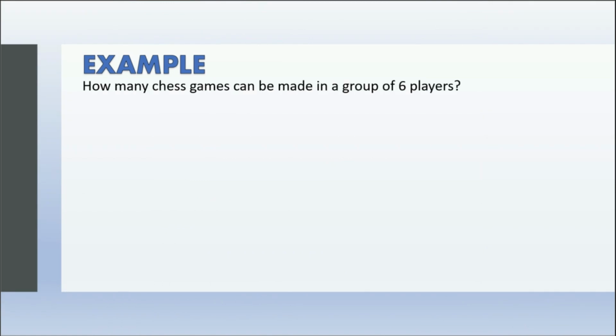Now, let's work on this problem. How many chess games can be made in a group of 6 players? Of course, we are going to identify the given first. The value of n is equal to 6 because of the 6 players. But what about the value of r? Well, as we analyze the problem, it talks about chess games. And in chess games, we only need 2 players every game. So the value of r is 2.